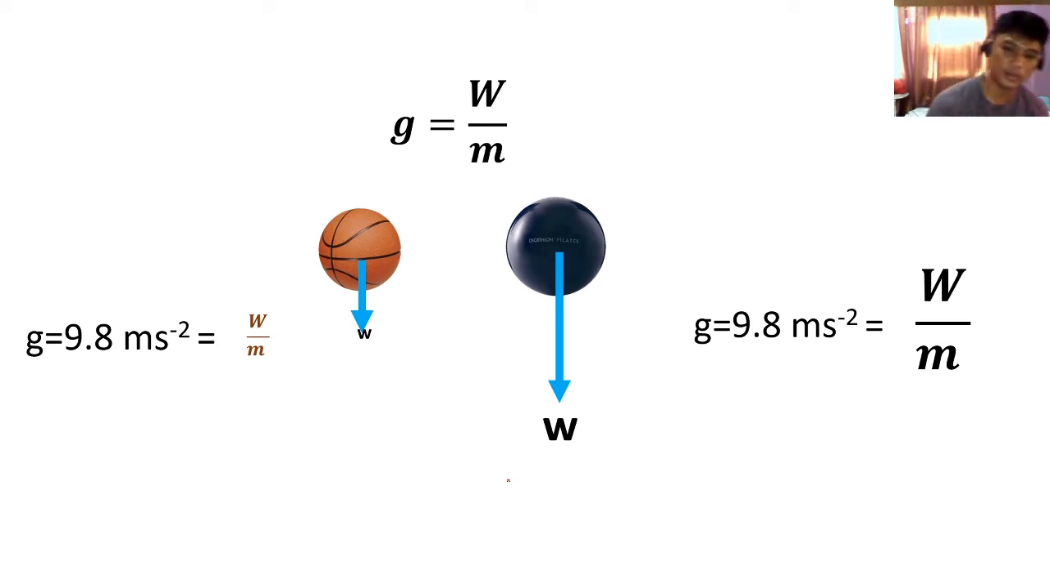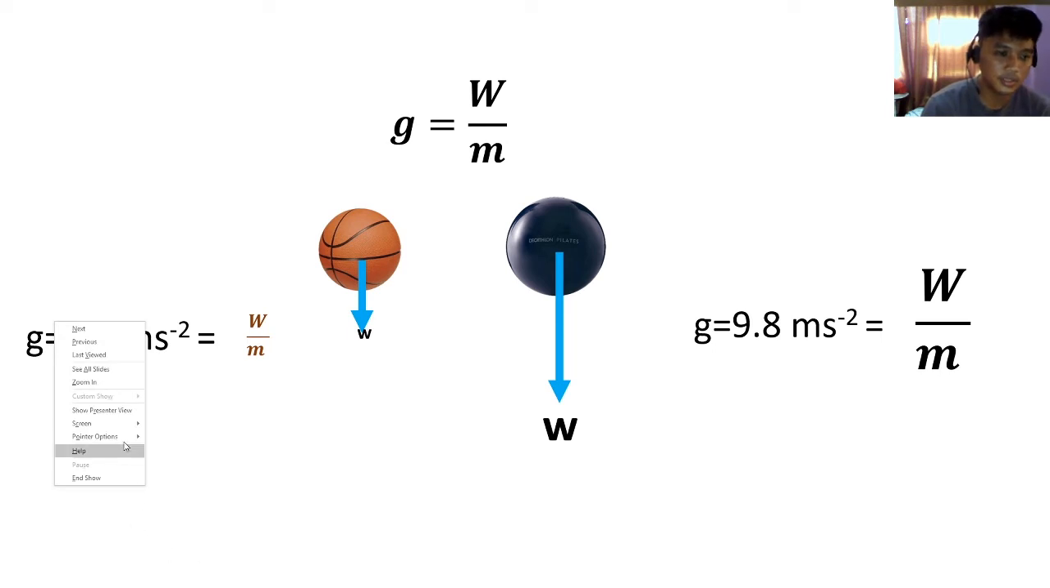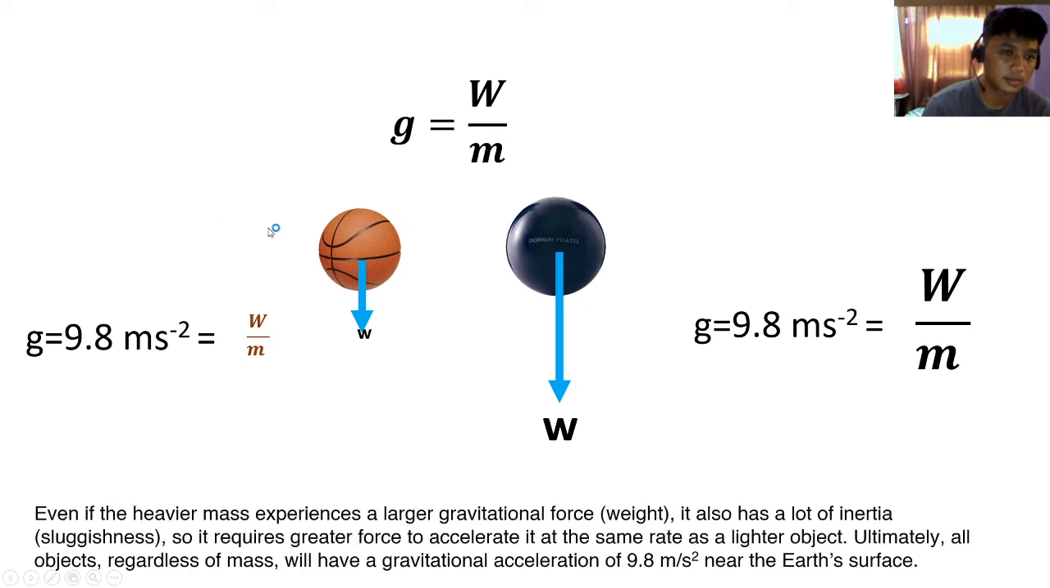And the ratio still works out to be 9.8 meters per second squared. Just to add a few numbers. Even if the heavier mass experiences a larger gravitational force, it also has a lot of inertia, so it requires greater force to accelerate it at the same rate as a lighter object.